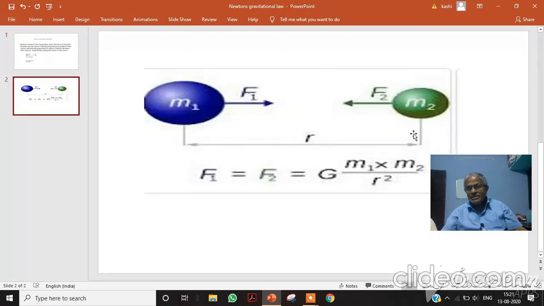So observe this. From these two masses, which we take as m1 and m2, the force of attraction F is equal to F1, that is equal to F2, that is the attraction of m1 due to m2 and the attraction of m2 due to m1. Those forces F1 and F2 are equal, and we call it capital F. F is equal to G into m1 m2 by r square.